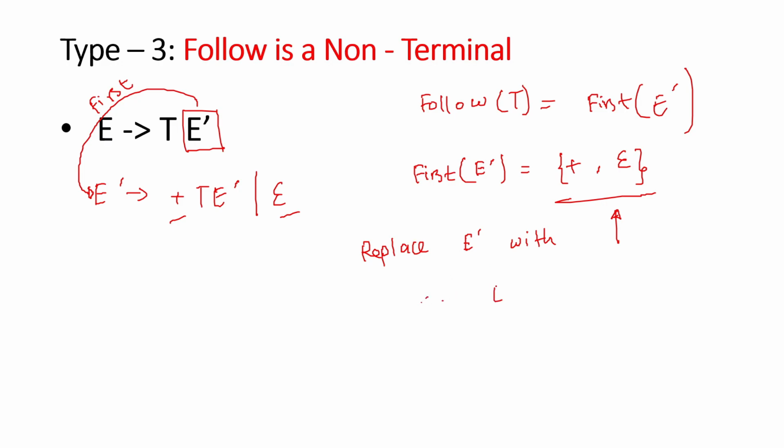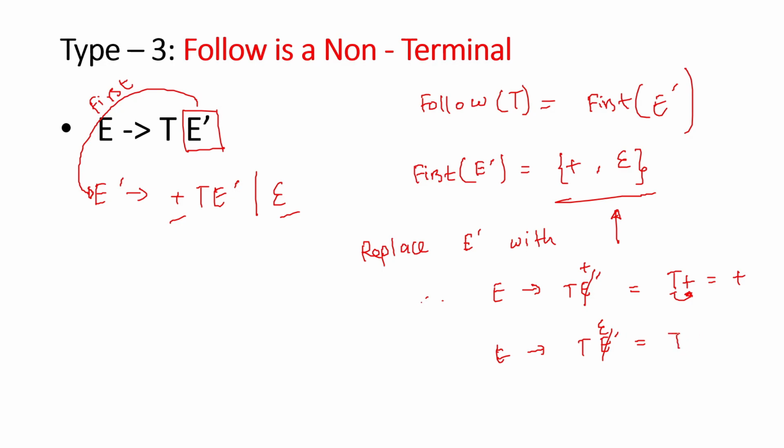Therefore e is equal to, it was initially this one, but if I replace it with plus, it will be t plus. Now from this I can see t is followed by plus, so the follow is plus. Again e has t e prime. If I remove it, this is epsilon. Epsilon means empty, so it is equal to t.